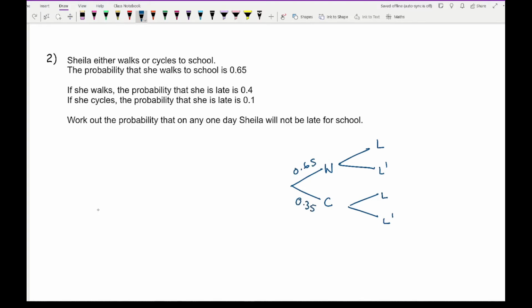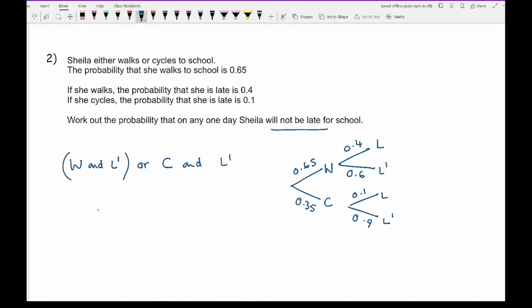Now, if she walks to school, the probability she's late is 0.4, so the probability she's not going to be late is 0.6. And if she cycles, the probability that she's going to be late is 0.1, so therefore the probability that she's not going to be late is 0.9. In terms of what the question is asking for, it's asking for the probability that she's not late. So either she can walk and not be late, or she can cycle and not be late.